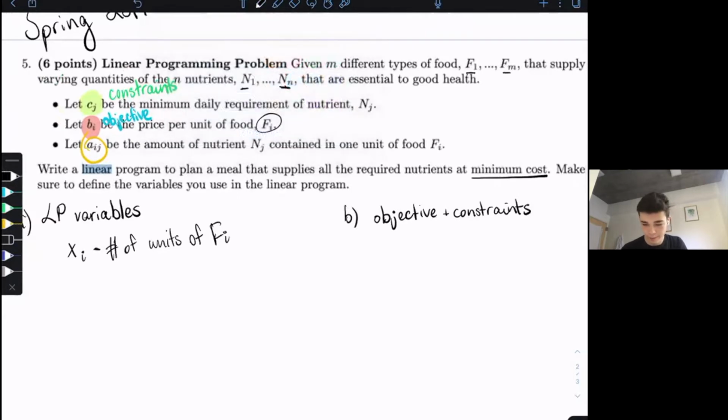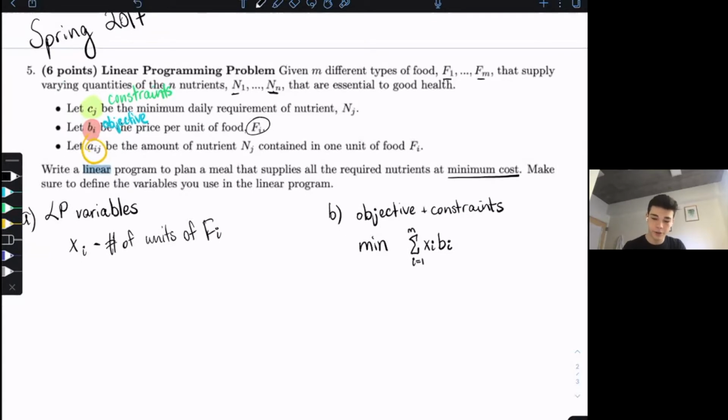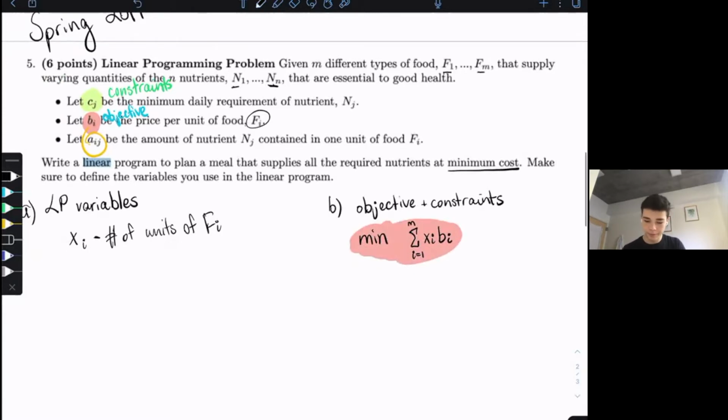Well, we'll start with the objective. So the cost for us is going to be given by the cost of one of these food items, which is xi, the amount of that food item we get, multiplied by bi, the price per unit of food. And as always, we need to sum over all of the food items, so summing from i equals 1 to m. That will be our objective. We'll just mark it red. Now for the constraints.